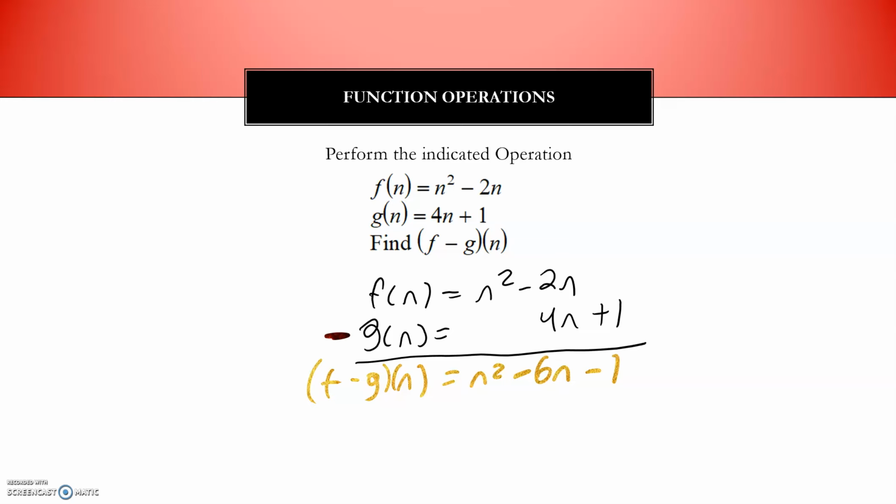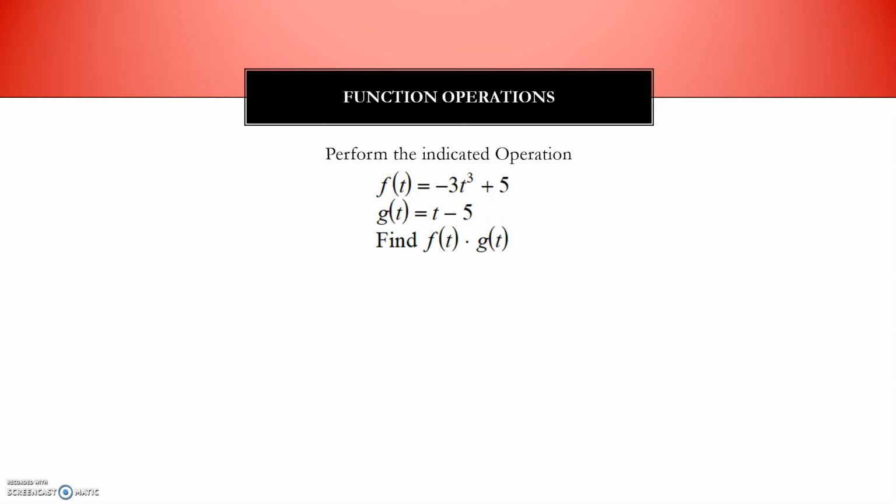And the answer here is f minus g of n equals n squared minus 6n plus 1. I lined it up just like I showed you in the last one. N squared minus nothing is n squared. Negative 2n minus 4n is negative 6n. Nothing minus 1 is minus 1.